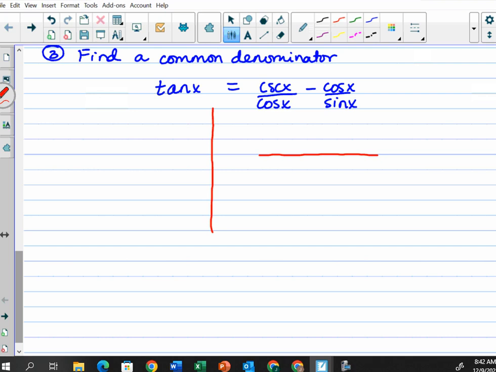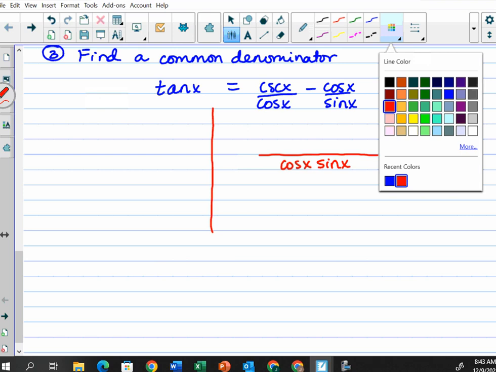Cosine times sine, right? I didn't say it was pretty, but that is your common denominator. So if you had a fraction with 2 in the denominator and 3 in the denominator, what's your common denominator? Could you separate the second one into cotangent? You could, but that's not going to lead us to tangent necessarily.